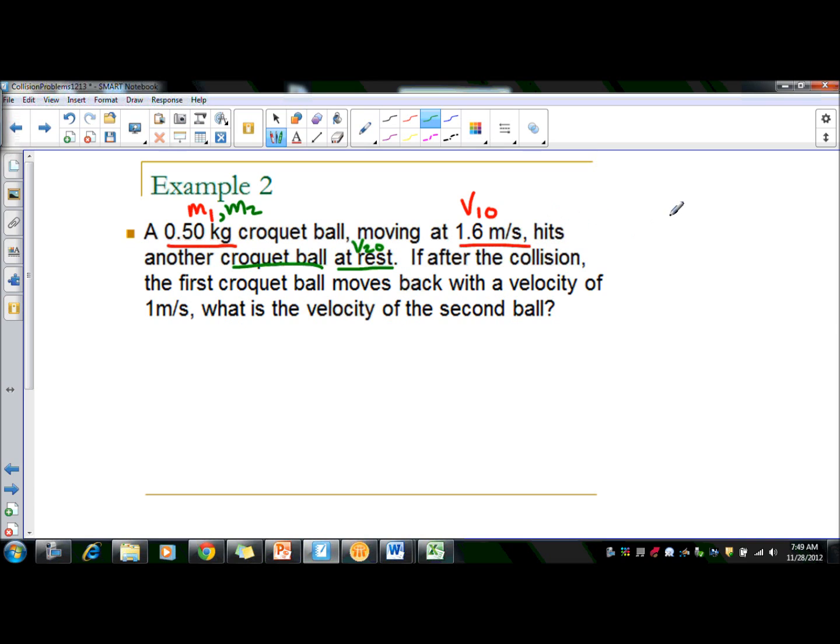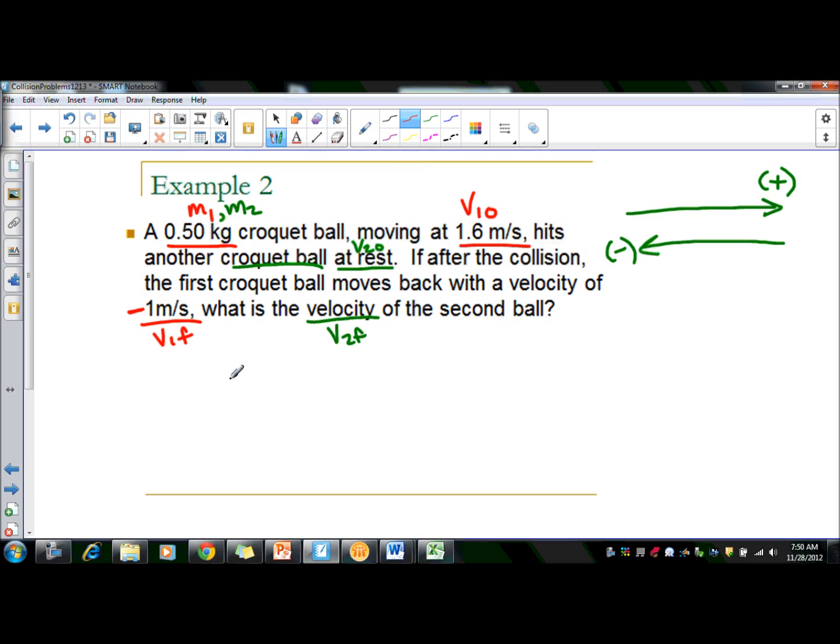So this is where we have to talk about the idea that momentum is a vector quantity. So if it's going forward, it's a positive velocity. If it's going backwards, it's a negative velocity. So it's moving back with a velocity of 1 meter per second. So this is the first croquet ball, which is red. And since it says moving back, we're going to make this negative because it's going back at 1 meter per second. So that's V1F. And we're looking for the velocity of the second ball, so V2F.